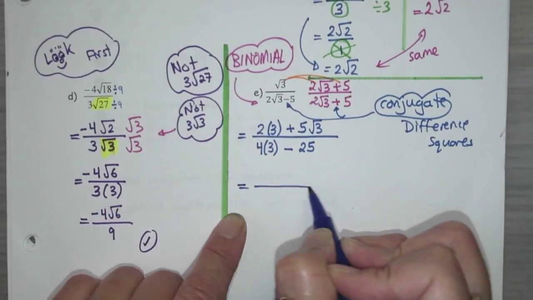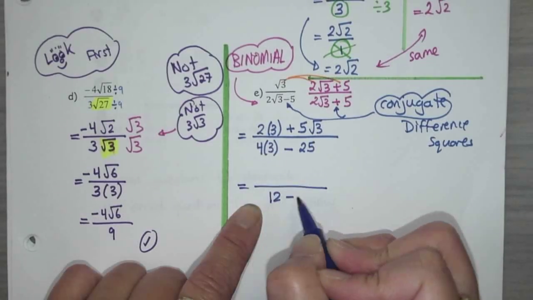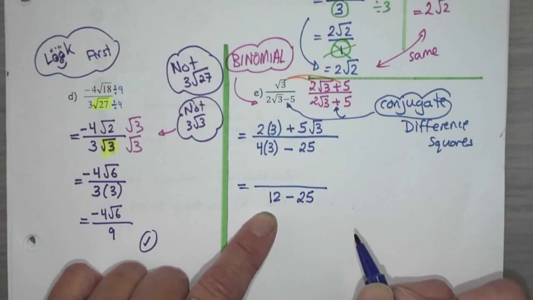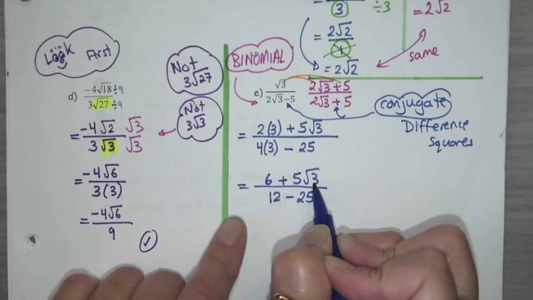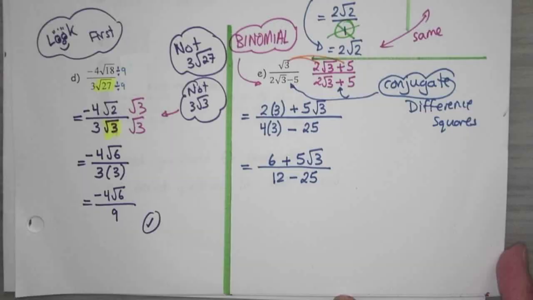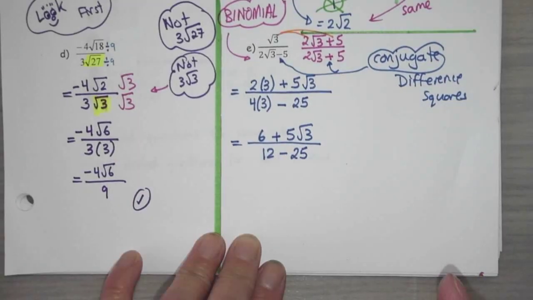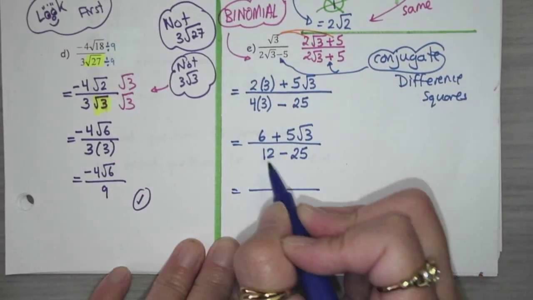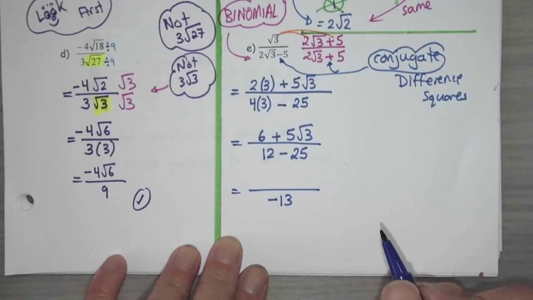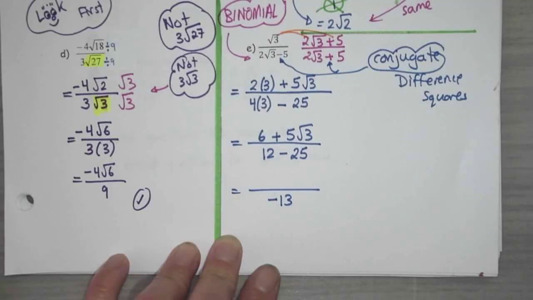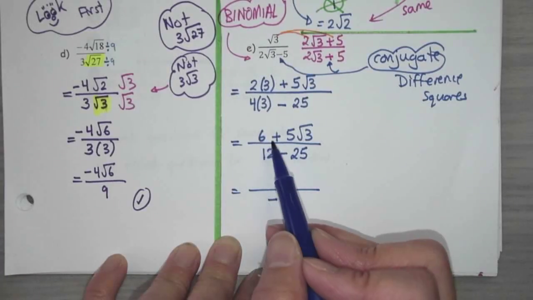Keep going. 4 times 3 is 12 minus 25. Okay, here becomes 6. Can I keep going? Yes? What's 12 minus 25? Negative 13. Can I keep going with the top? Yeah. Can you? 6 plus 5.